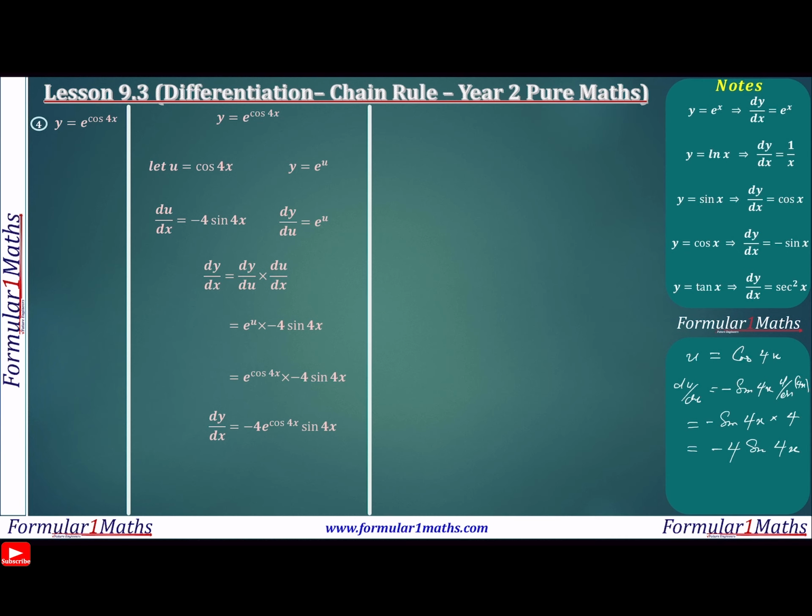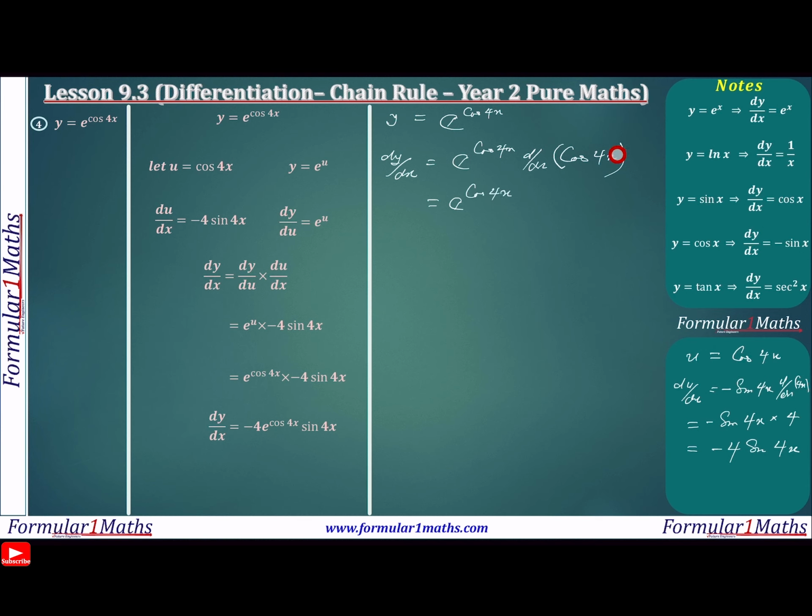Now let's try to do this in the short way. So I've got y is equal to e to the power cos 4x. So dy/dx will be equal to the differential of e to the power cos 4x, which will be e to the power cos 4x, as it states here. But we have to differentiate this, so I can write d/dx of cos 4x. So now I'm going to get e to the power cos 4x.